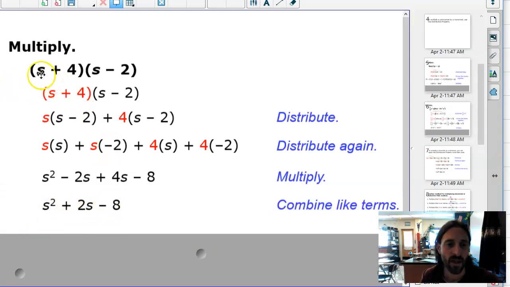Let's use the FOIL method. S times s is s squared. First, outer, s times negative 2 is negative 2s. Inner, 4 times s is 4s. And then last, 4 times negative 2 is negative 8. And again, I can combine the terms in the middle. Negative 2s plus 4s is a positive 2s.